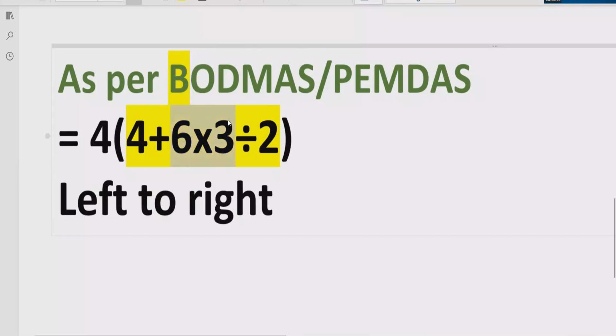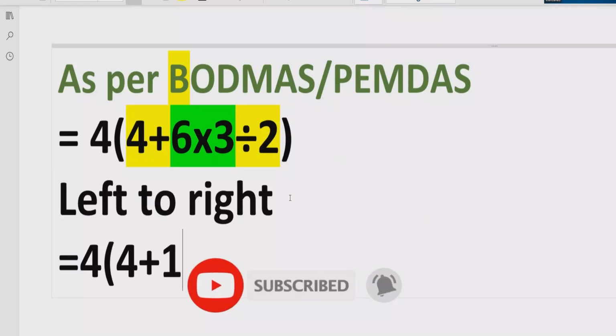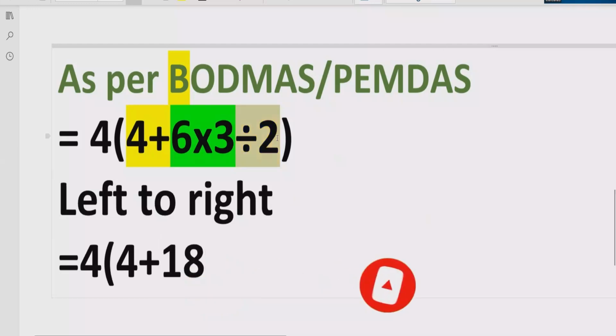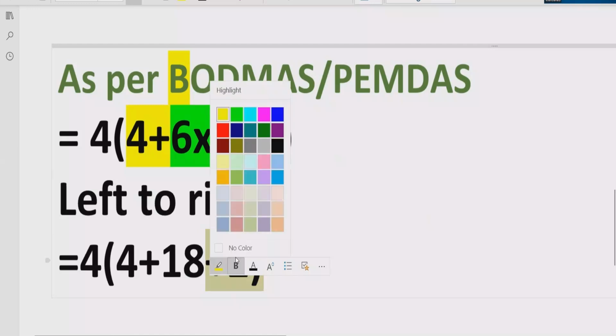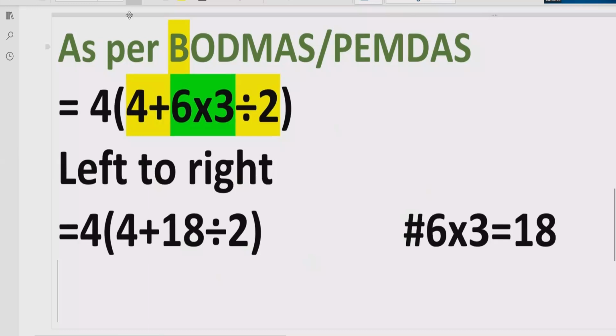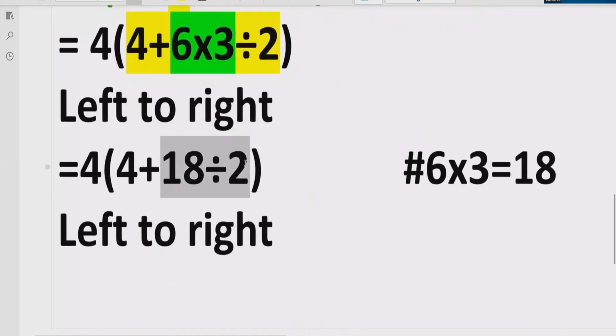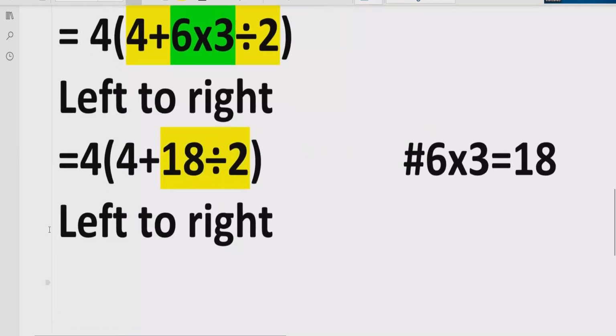So first of all, we have to solve division and multiplication, and if we go left to right, we have first multiplication. So first of all, we will solve this multiplication. 6 times 3 is 18, and divided by 2 we will write as it is. And here we will give the reference: 6 multiplied by 3 equals 18. Now move forward. Again, we have to go left to right and find out division and multiplication. So now we have this division.